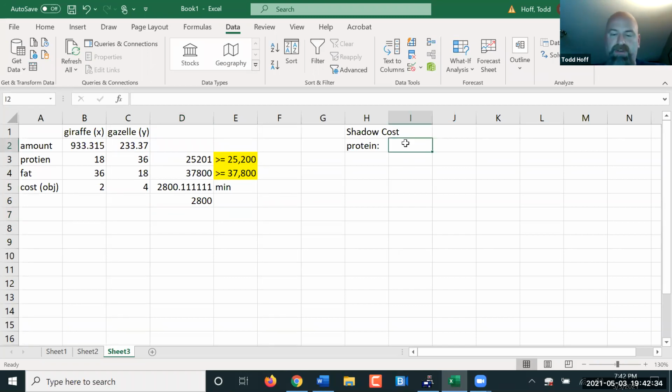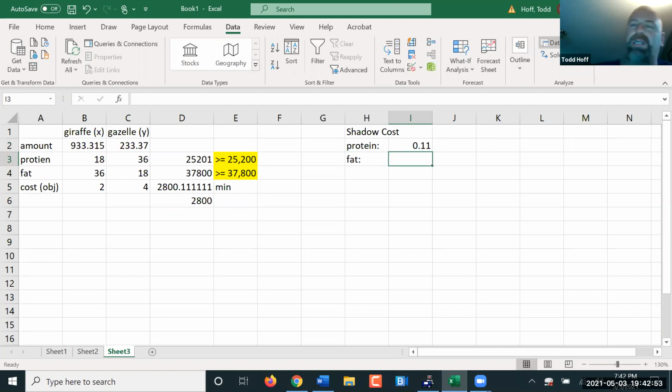So the shadow cost for protein: increasing the need for protein by 1 unit increased the cost by 11 cents, or 1/9 of a dollar, I believe is the way that WebAssign was expressing it. Well, let's look at fat, the shadow cost for fat.